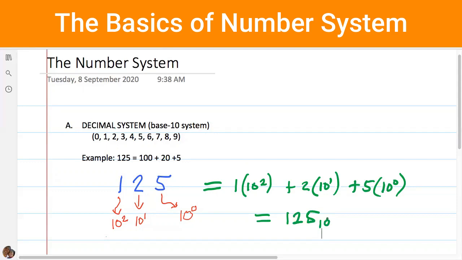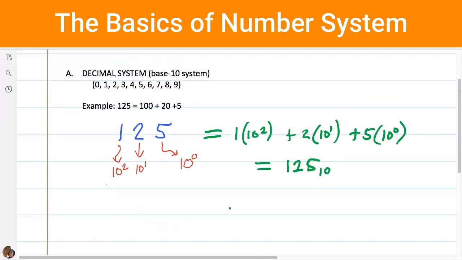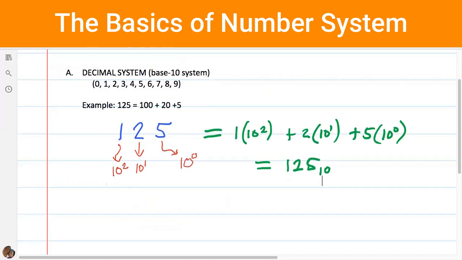Now, for base 10 numbers, you may write the base or you may not. That's the rule for base 10 numbers.